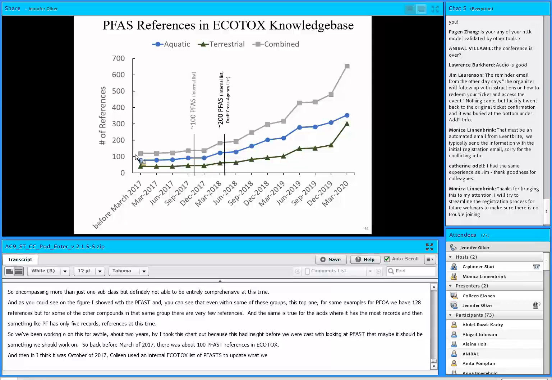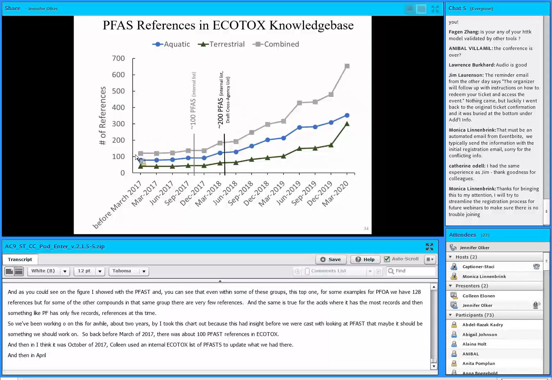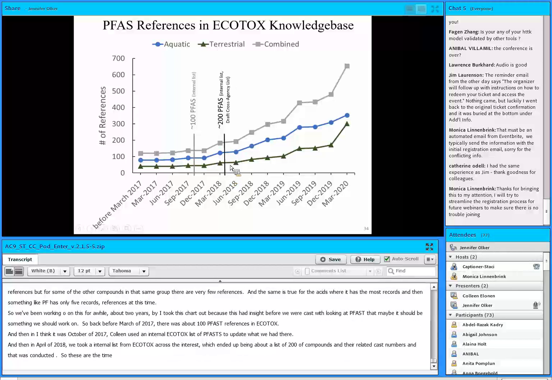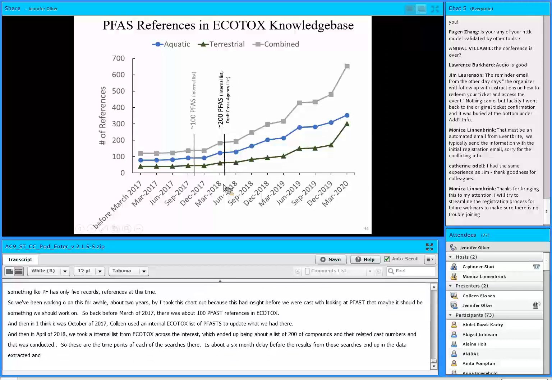And then in April of 2018, we took an internal list from ECOTOX as well as a draft cross-agency list of PFAS of interest, which ended up being a list of about 200 perfluorinated compounds and their related CAS numbers, and that search was conducted. So these are the time points of each of the searches. There's about a 6-month delay before the results from those searches end up in the data extracted and available on the public-facing website. So as you can see, you have a search done in April, but you don't see a major uptick in the number of references until maybe September or December of that same year.